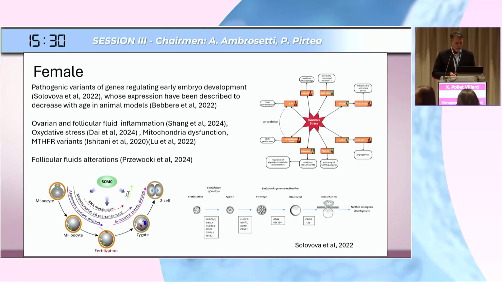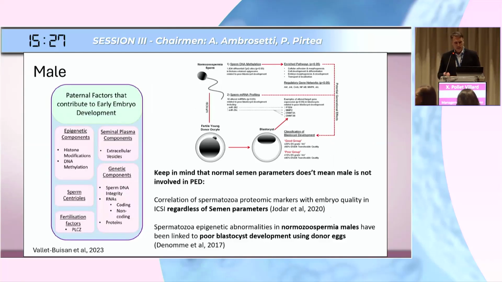embryo development. In the male, we know that there are paternal factors that contribute to early embryo development, even seminal plasma components, sperm centrioles, some proteins in the sperm like CatSper, like phospholipase C-zeta, and more recently, it has been shown that the epigenome and the epigenetic information in the spermatozoa can be involved in poor embryo development. And this can happen even when the male patient has normal semen parameters.